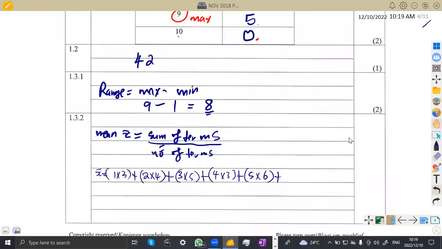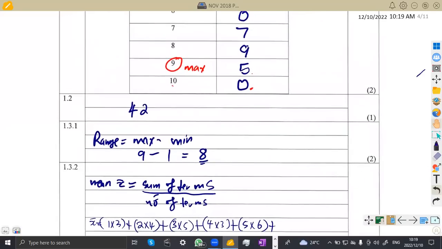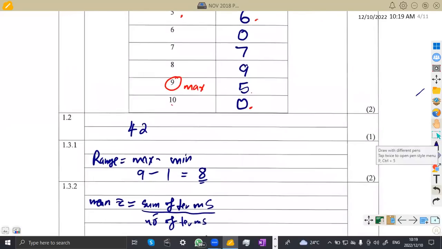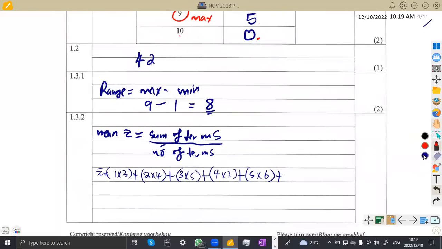Plus, we move on to the other one, which is a 6. So 6 here corresponds with a 0. That's 6 and a 0. So there's no need. Yes, you can multiply 6 times 0, but guys, 6 times 0 is 0. So let's move on to 7. So we've got 7 versus a 7 here. So it is going to be 7 times 7.